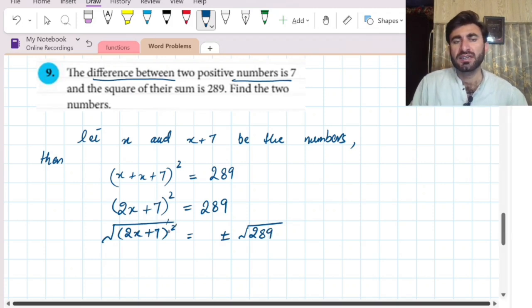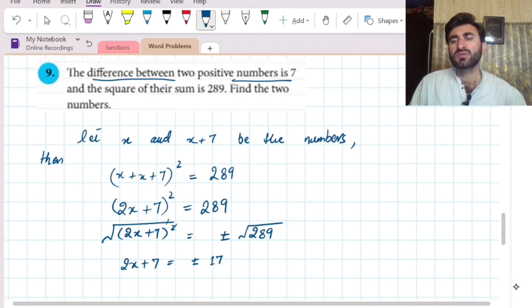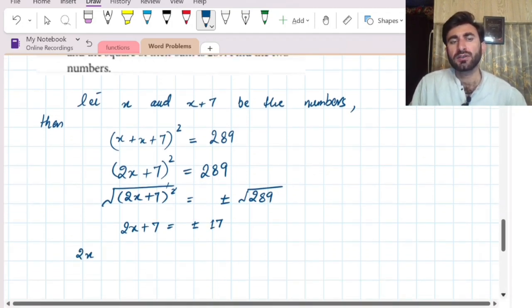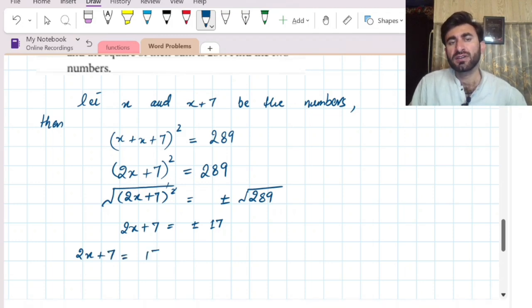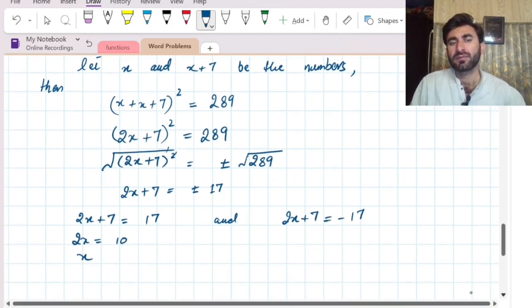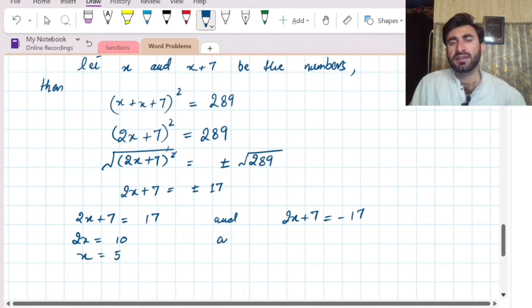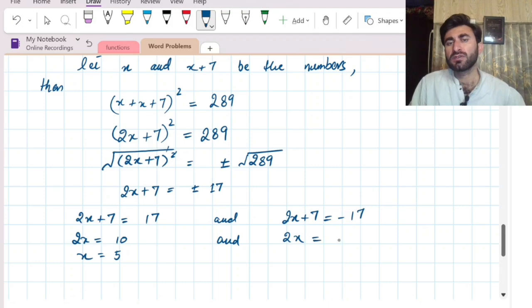So on the left hand side, square and square root will cancel out. It will become 2x plus 7 equals plus minus 17, which is the square root of 289. Now solving it in two different equations, one with 17 and the other with minus 17. 2x plus 7 equals 17 and 2x plus 7 equals minus 17. In the first we will get 2x equals 10 and x will be 5, and in the second we will get 2x equals minus 24 and x will be minus 12, which will eventually be rejected because it stated the numbers should be positive.